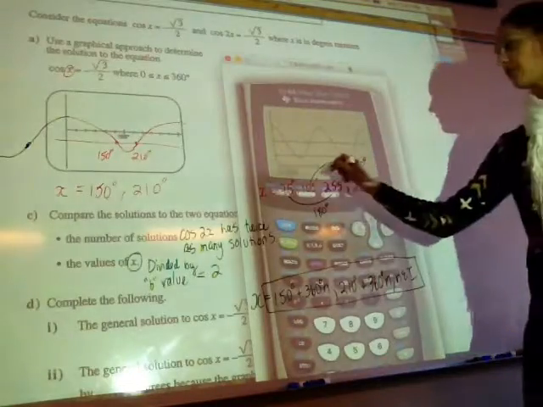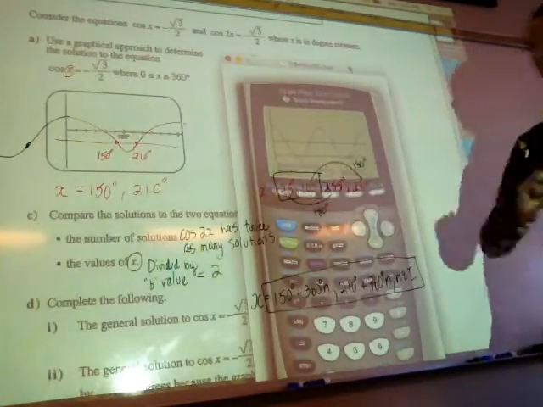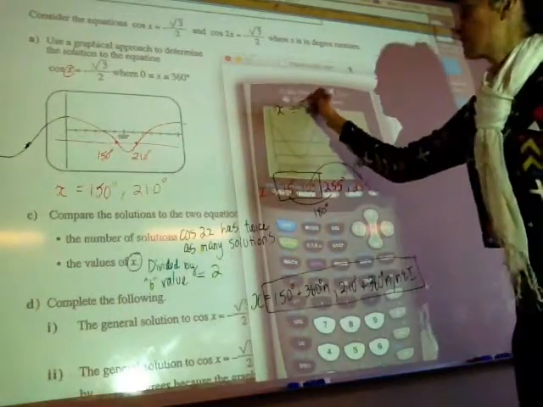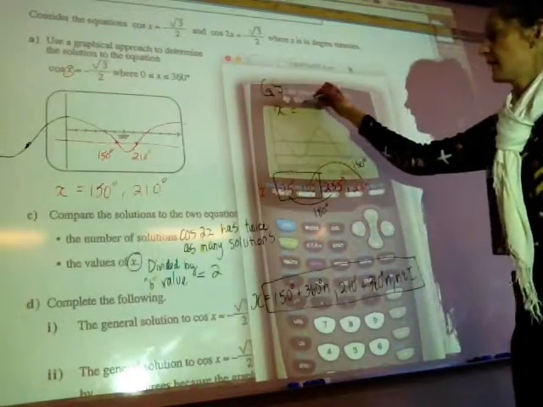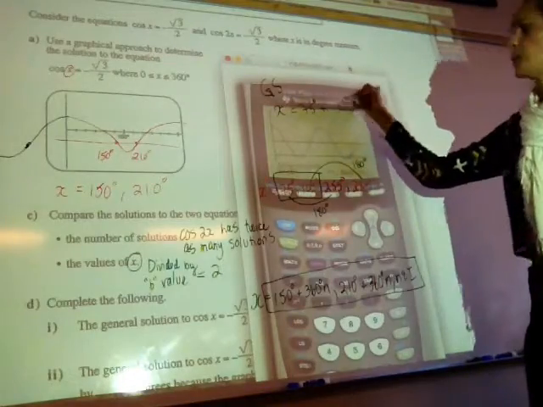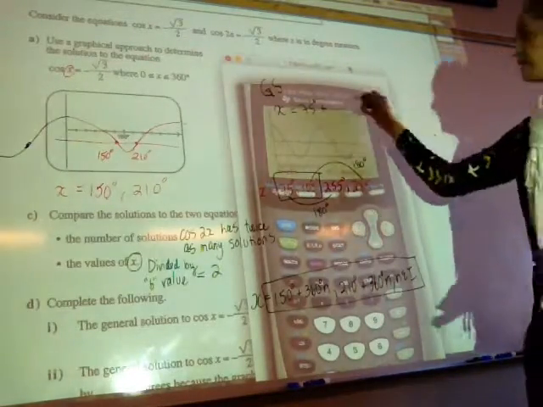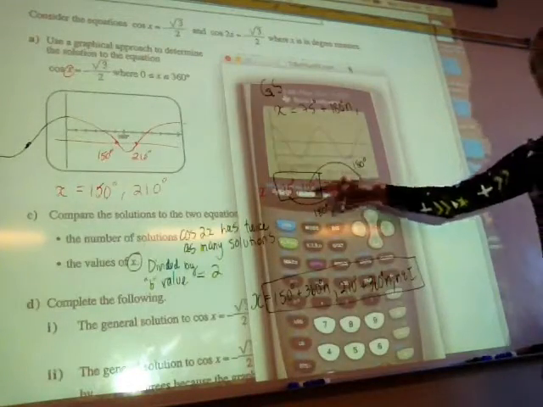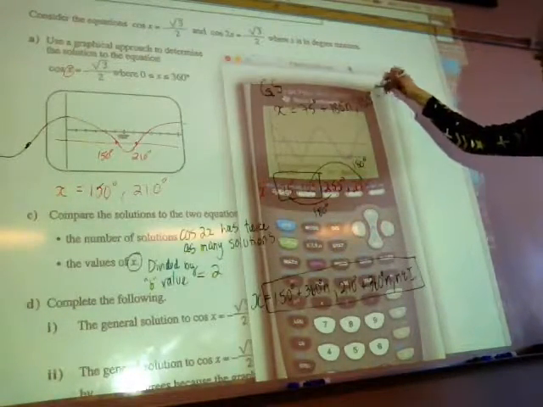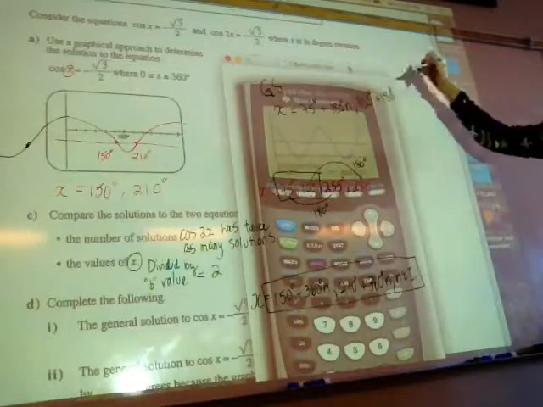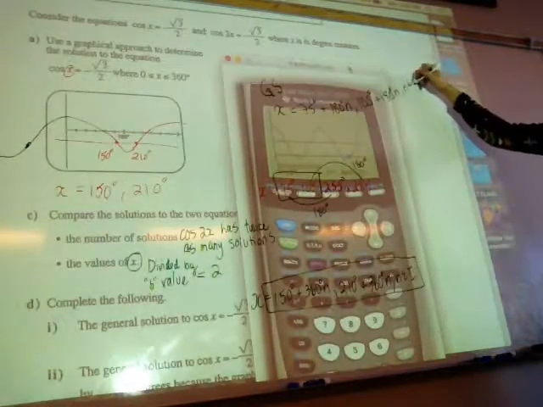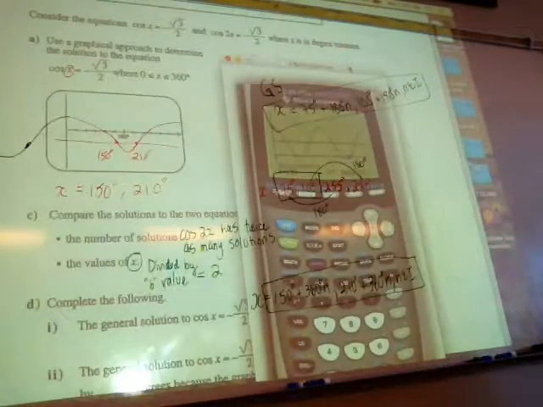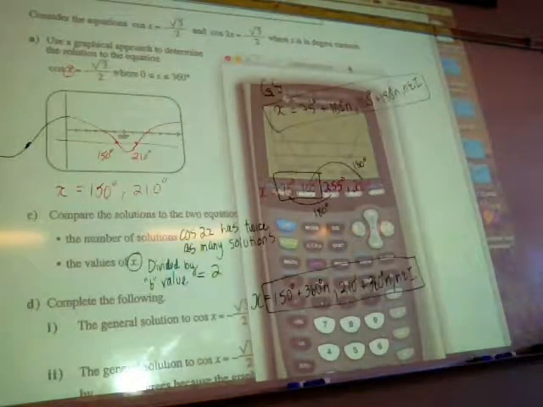So really, for a general solution, we only need to take these two first solutions, 75 and 105. Our general solution, GS, will be x equals 75 degrees plus the compressed period, 180 degrees, times n. And our second solution, 105 degrees plus the compressed period, 180 degrees times n, where n is an element of integers. Okay, that's the general solution for part 4.